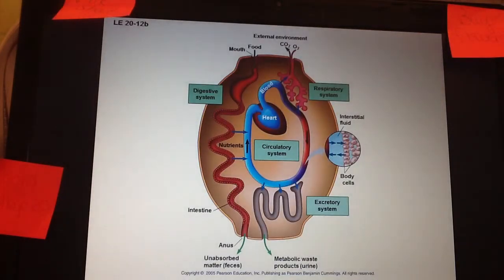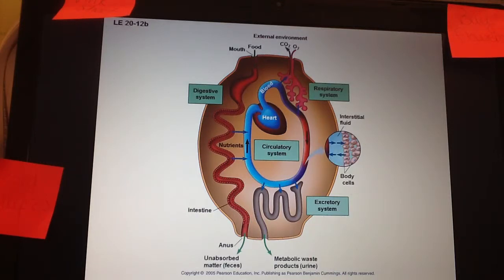So if we were to look at the external environment and the cells of a basic organism, we're going to look at what's going on. Food comes into the mouth of an organism. It goes through the digestive system. We're absorbing all of the nutrients. The nutrients are being absorbed in the intestine, but they're being delivered from the intestine into the circulatory system. The circulatory system is pumped around the body using the heart, and it is also getting nutrients, in this case oxygen, from the external environment, and is getting rid of the waste of carbon dioxide.